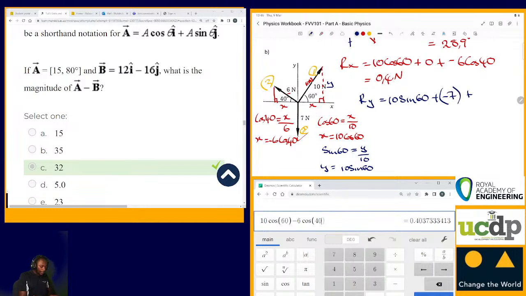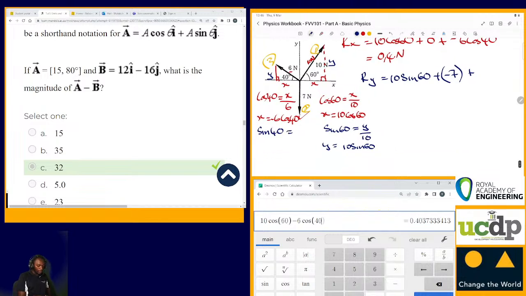Plus, now we have to find y there again, so that will be sine, this time around, sine 40 equals the opposite, which is the y, this time over the hypotenuse, which is 6, so our y becomes 6 sine 40. That's what you should be having.